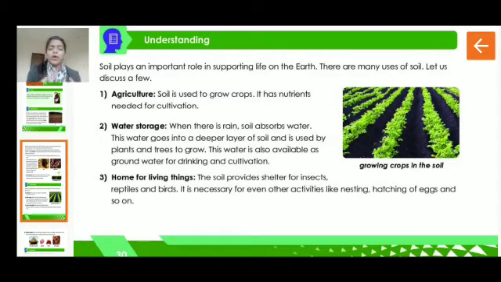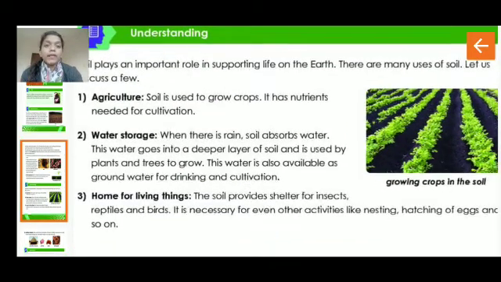Soil का important काम क्या है हमारे ज़िंदगी में? So soil plays an important role in supporting life on the earth. There are many uses of soil. Now we will discuss them one by one. The very first one which they have given you in your book is agriculture.